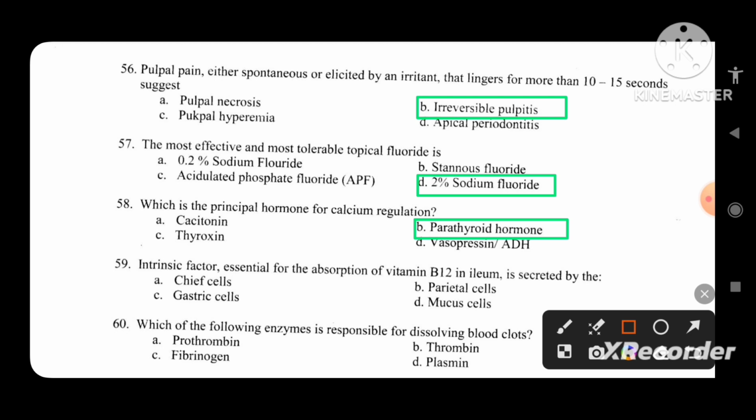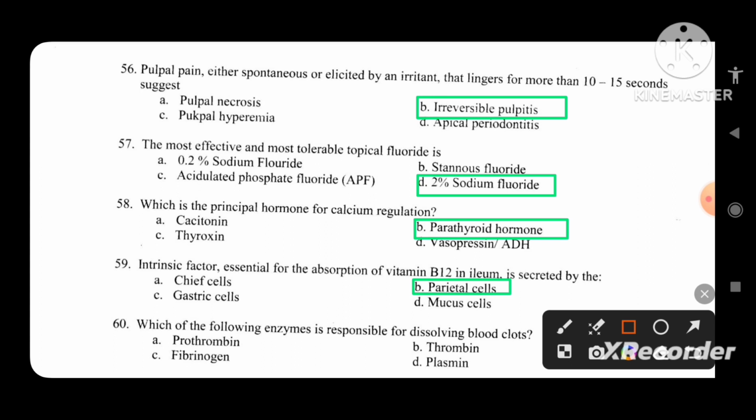Intrinsic factor essential for the absorption of vitamin B12 in ileum is secreted by. Options are chief cells, parietal cells, gastric cells, or mucous cells. And the correct answer is parietal cells. Intrinsic factor essential for the absorption of vitamin B12 in ileum is secreted by the parietal cell.